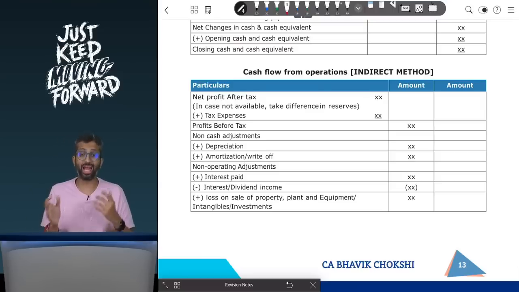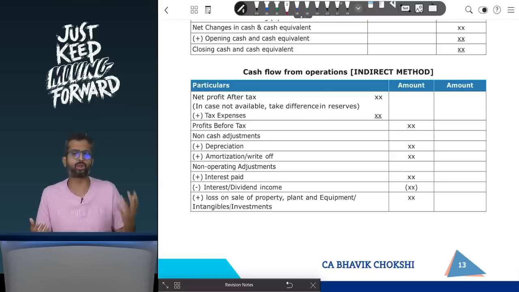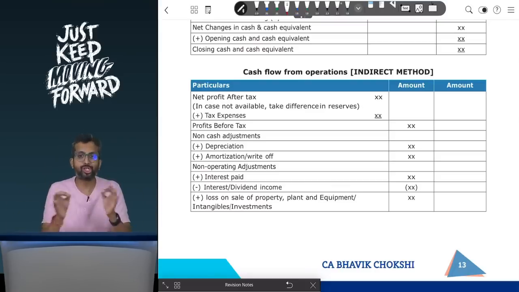Remember, your CFO has to be the same whether you follow the direct or the indirect method. CFI and CFF, irrespective of the methods, will be done in the same way. How will we know which method to follow? Ideally, that should be evident from the data in the question.